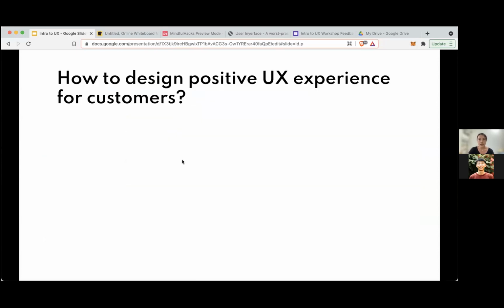Okay, so next is how to UX. So basically, the question can be refined to how to design a positive UX experience for customers. And how do we design a positive experience for customers? We basically need to satisfy the four requirements of UX. So who can tell me what the four requirements in UX are? You can type it in Slido, answer. The four requirements in UX.